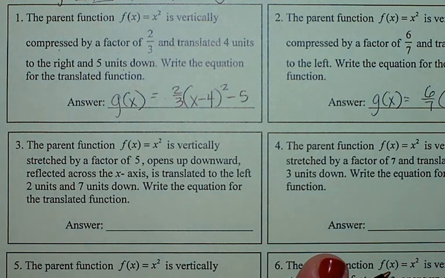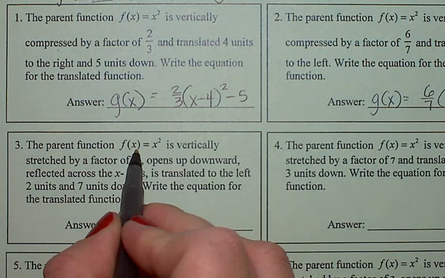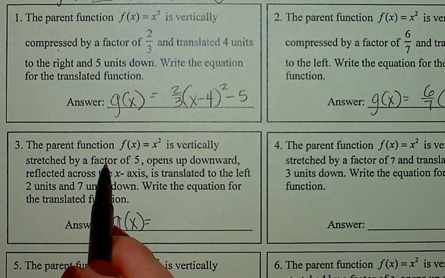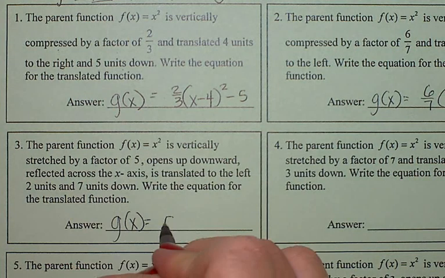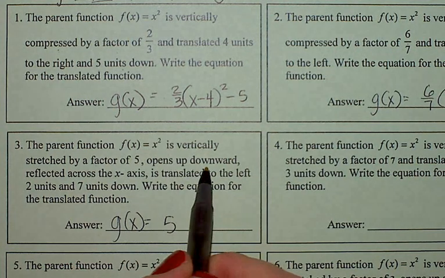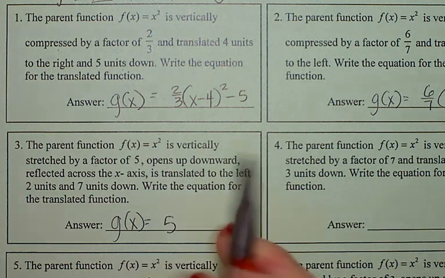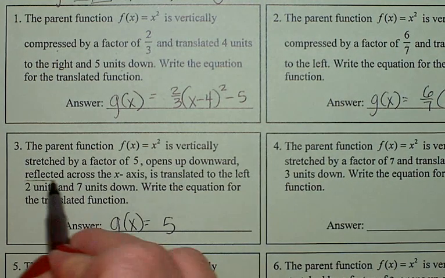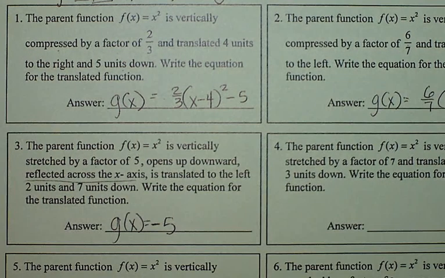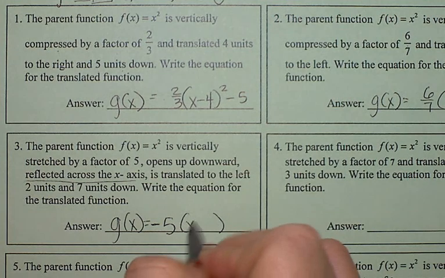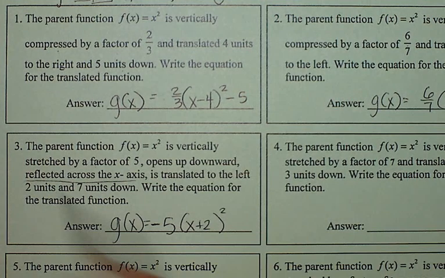Number 3, we have our general parent function. Stretch it so our parabola will be skinnier by a factor of 5. This time it says opens downward. So that's the way we can visually see it, but mathematically the best way to describe it is reflecting across the x-axis. It's going to be translated to the left 2 units, so plus 2, it's opposite, and down 7.